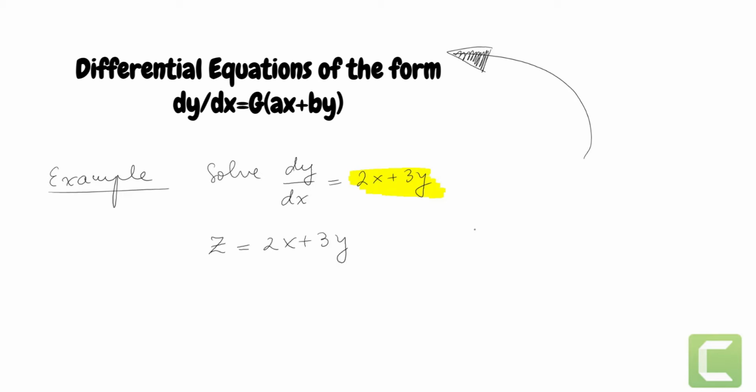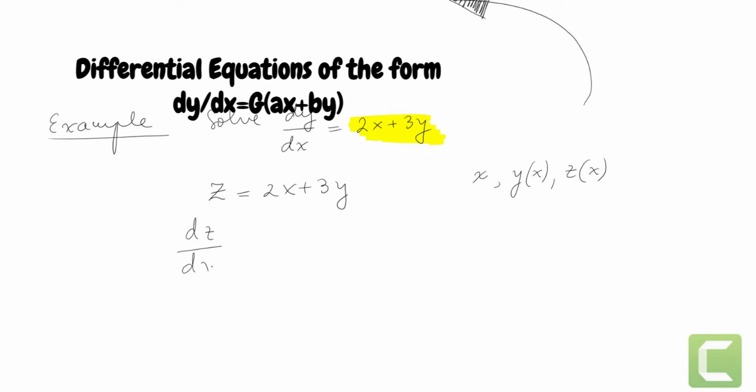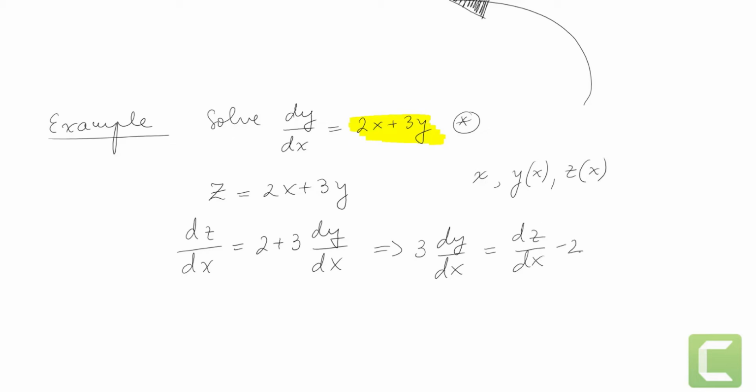Where again, keep in mind that x is the independent variable, y is a function of x, and z is a function of x only. So dz/dx, the derivative of z with respect to x, is 2 plus 3 dy/dx. So I want to substitute everything into this equation star. To do that, I'm going to solve for dy/dx. So 3 dy/dx equals dz/dx minus 2. We divide by 3, and dy/dx equals 1/3 dz/dx minus 2/3.